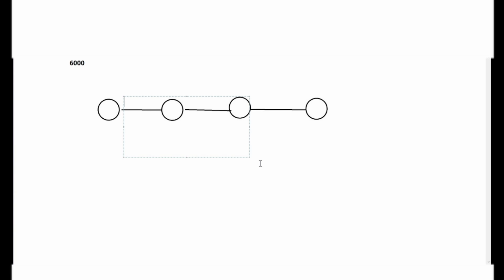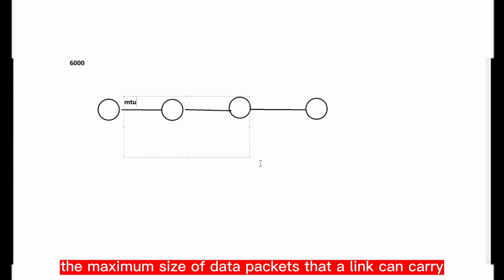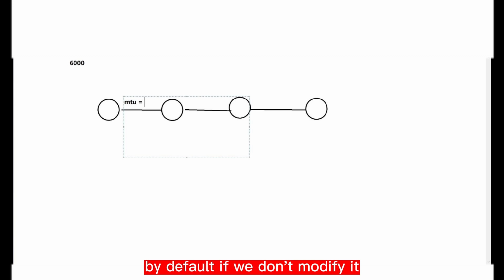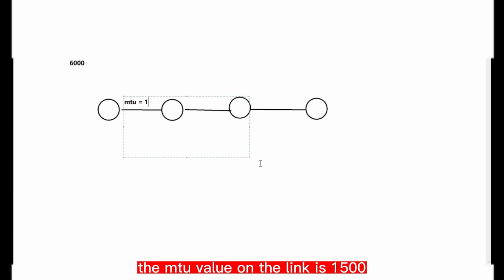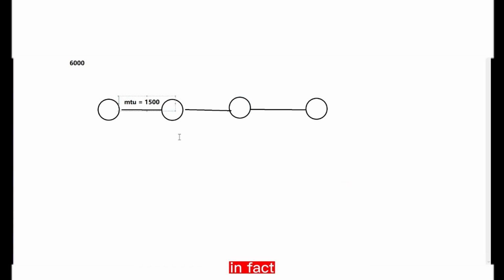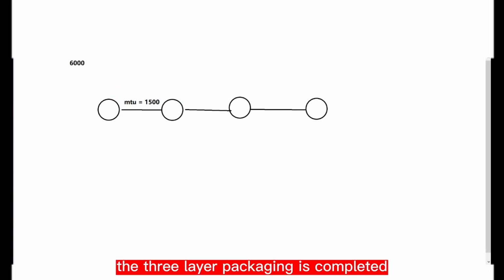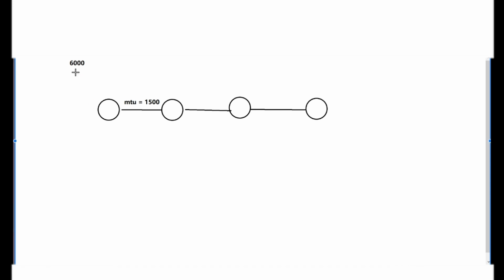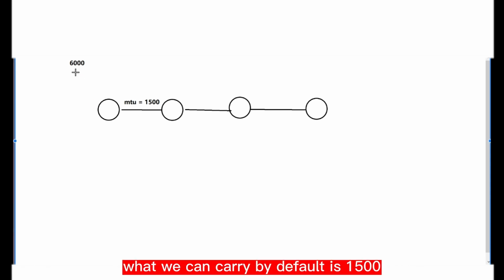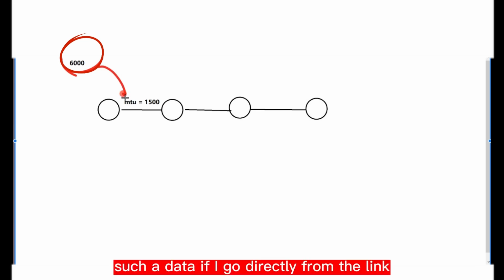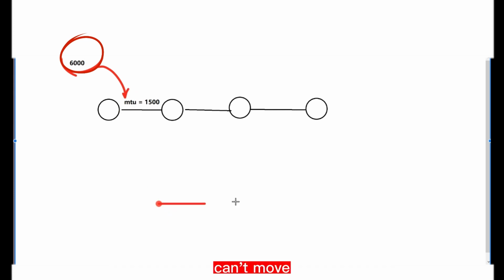For us, there will be a value on the link called MTU. That is the maximum size of data packets that a link can carry. By default, if we don't modify it, the MTU value on the link is 1500. This MTU is in fact for our data packets, that is, once the layer 3 packaging is completed. What we can carry by default is 1500. Now I have a 6000 data. If I go directly over the link, it can't move.